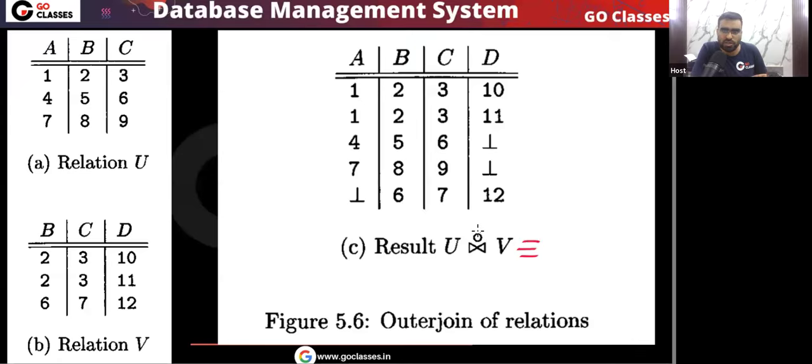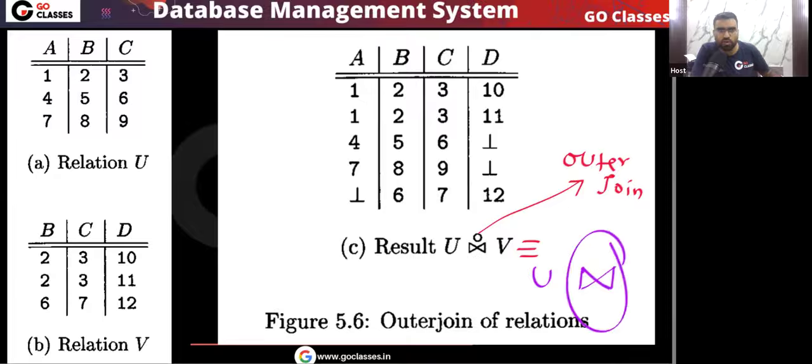This is your full outer join. Yes or no? O means outer join, O stands for outer join. You can use this symbol; by default, this means full outer join. So I can say first do a natural join, then add dangling tuples of the right table, and add dangling tuples of the left table. So this is another symbol. This is the full outer join, U full outer join V.